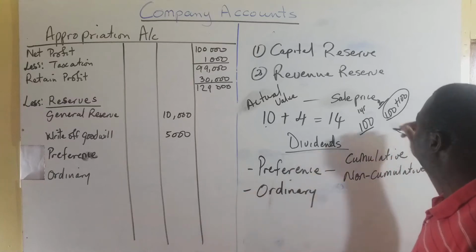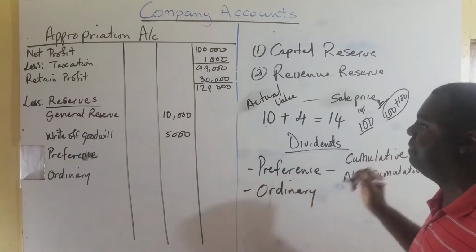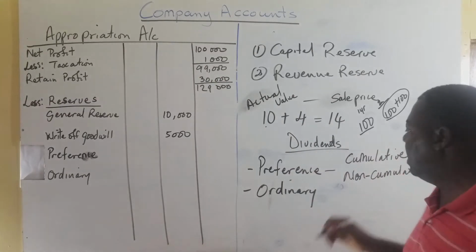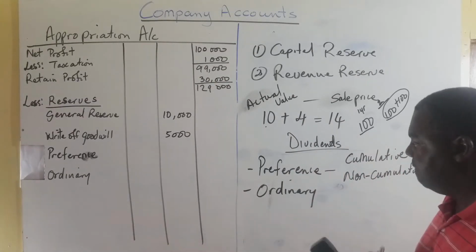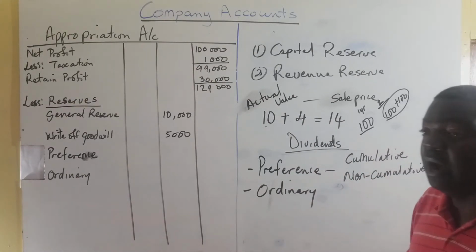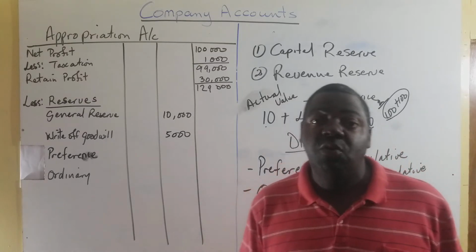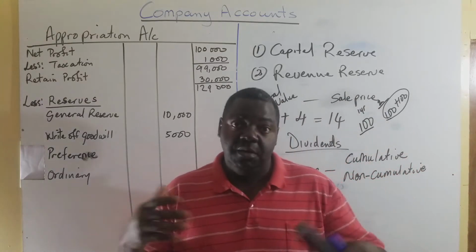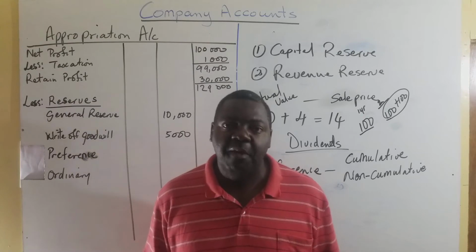They will be paying the amount they should pay this year, but they will not pay what they owe from last year. That's why it's called non-cumulative. Ordinary shareholders are those who are paid after preference shareholders. They are paid last from the profit.